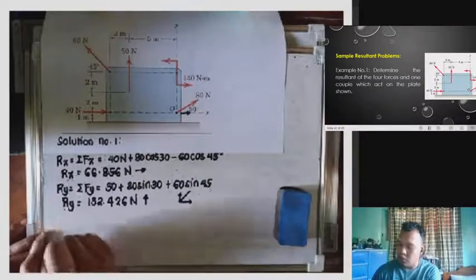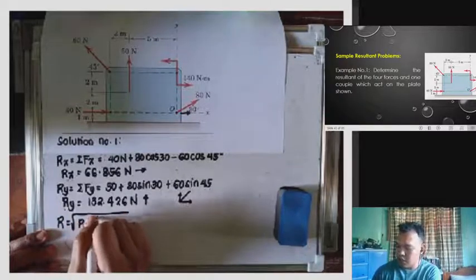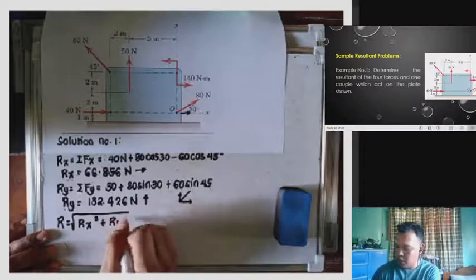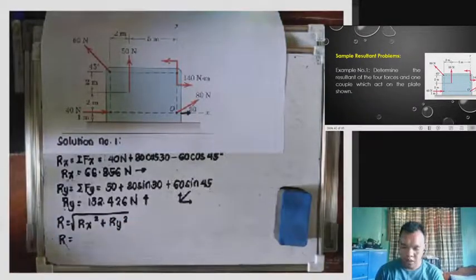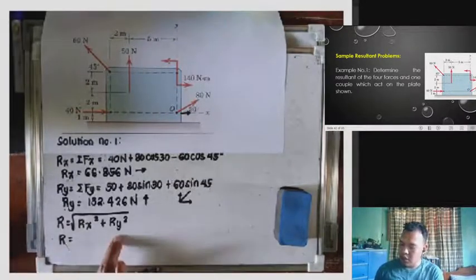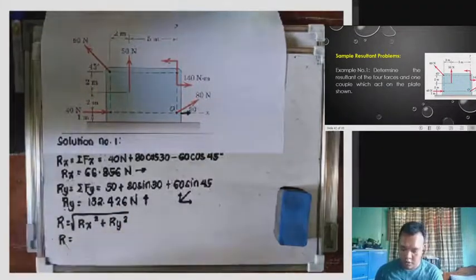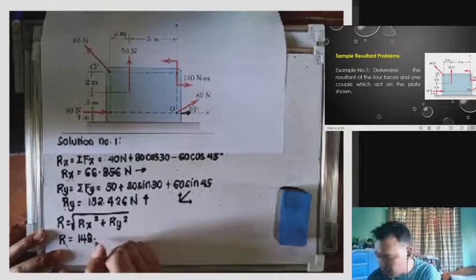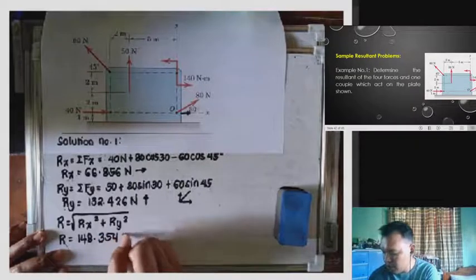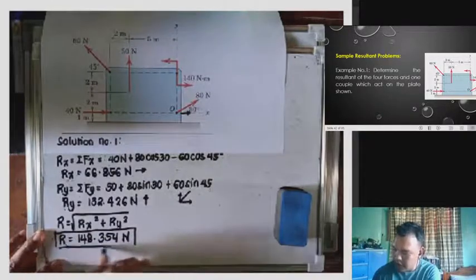Therefore, kung up and pa right yan, ibig sabihin yung resultant natin pa ganyan. No? Okay, so resultant R is equivalent kay square root ni Rx squared plus Ry squared. So, R is equivalent kay square root ni Rx, which is 66.856 squared plus Ry, which is equivalent to 132.426 squared. Therefore, we have here resultant, which is 148.354 Newton. Okay. So, ito po yung resultant natin.